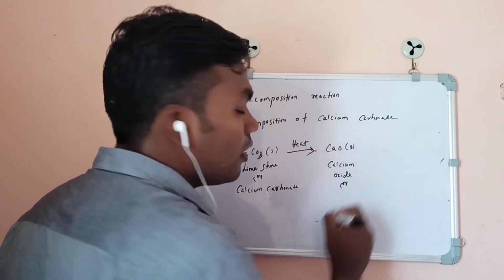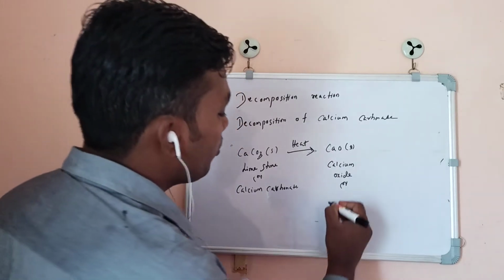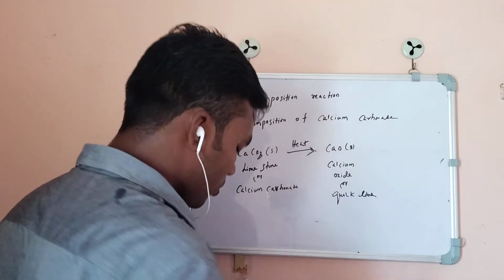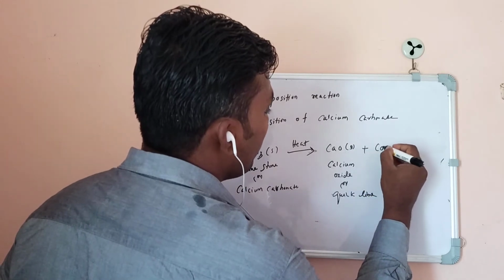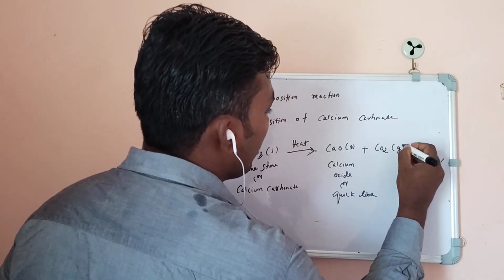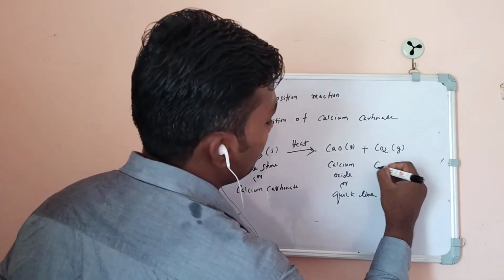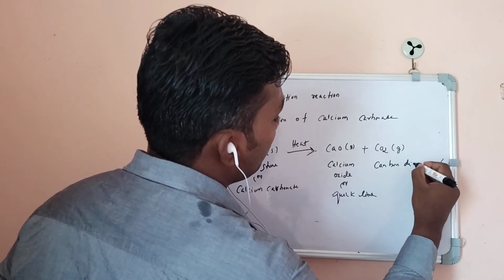Calcium oxide or quicklime. What is this one? Quicklime. In addition to this, we can get carbon dioxide gas in this reaction. Carbon dioxide.